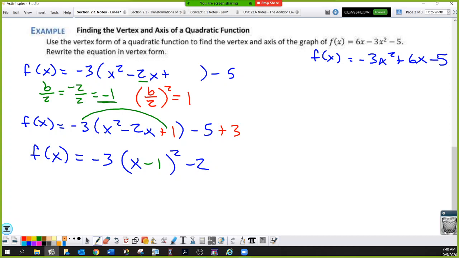So that is vertex form, and we can now figure out what the vertex is and the axis of symmetry. What is our vertex? Well, our vertex is going to be at what makes the inside equal 0, comma the number to the far right. So 1 comma negative 2. Our axis of symmetry then is x equals the exact same number that we had for x for the vertex, because the axis of symmetry will always go through the vertex.